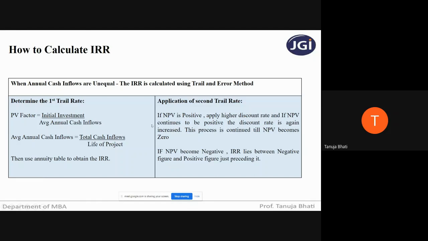Is this clear, students? Is the calculation of IRR for unequal annual cash inflows clear? Yes, students?